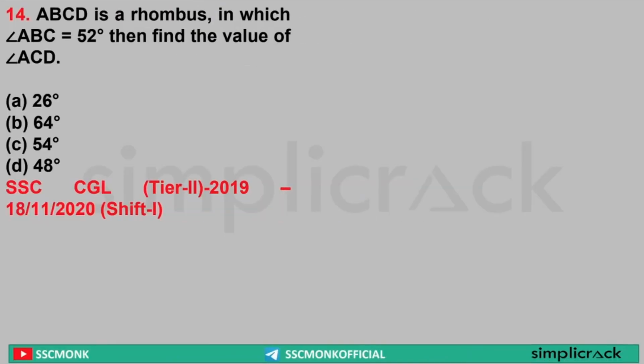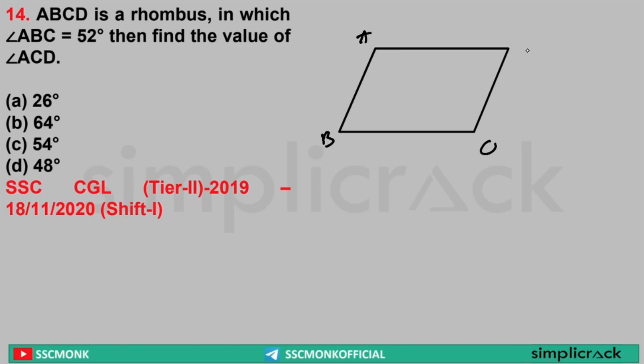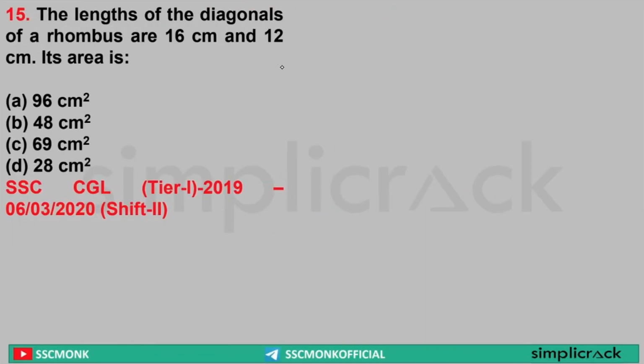ABCD is a rhombus in which ABC is equal to 52 degree. So let's say ABCD is a rhombus. A, B here, C here, D here. ABC is given 52 degree. AC is the diagonal. If AC is diagonal, this side is equal to this side. That means these two angles sum to 128 degree, that means this is 64 degree. This is also 64 degree. Now in rhombus, opposite angles are equal, so this will be also 64 degree. Answer option B.